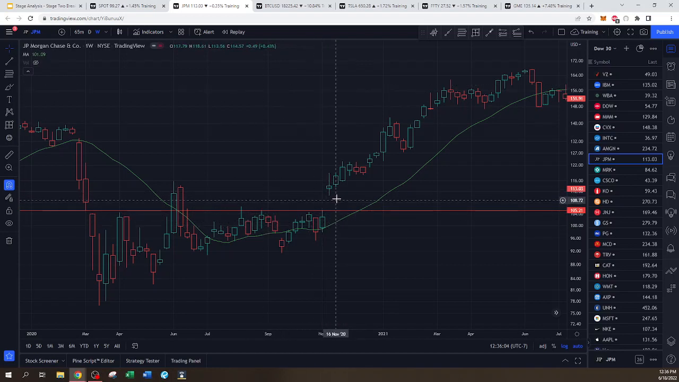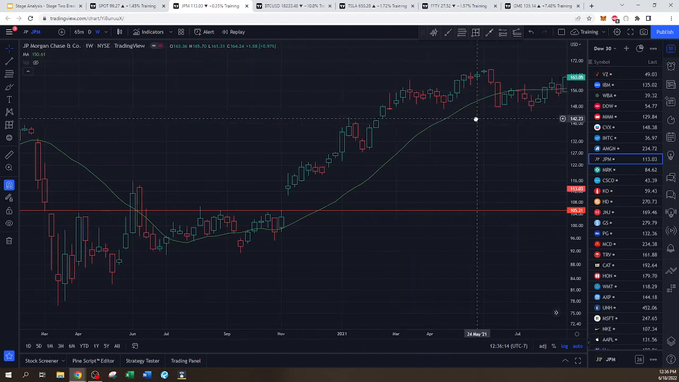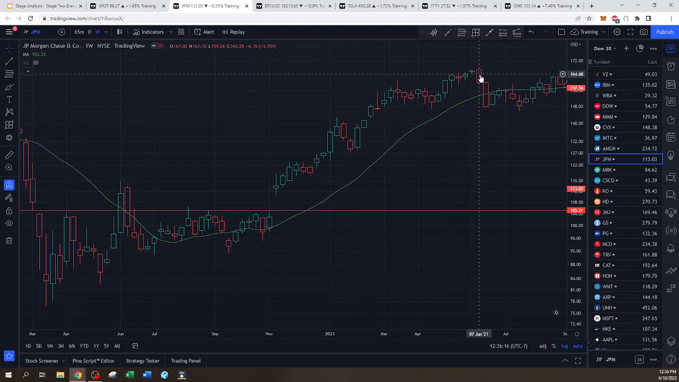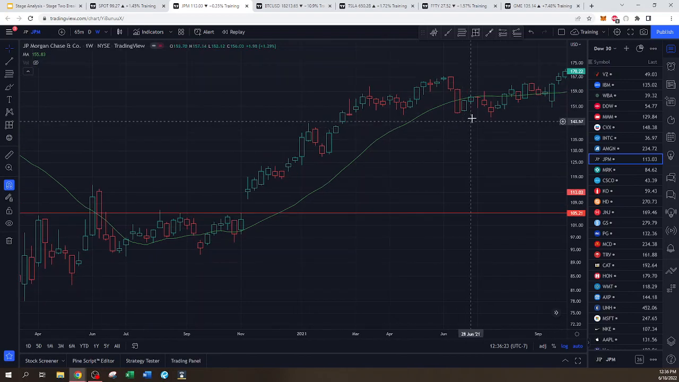So here's another good example of a stage 2. This whole time, price stayed above the 20-week moving average. The 20-week moving average slope is positive, and then you can see the stage 2 coming to an end here. We get a strong move down, we'll call it an 8% move down, and it closed below the 20-week moving average. And then just like a stage 1, you'll start to see price oscillate between above and below that 20-week.